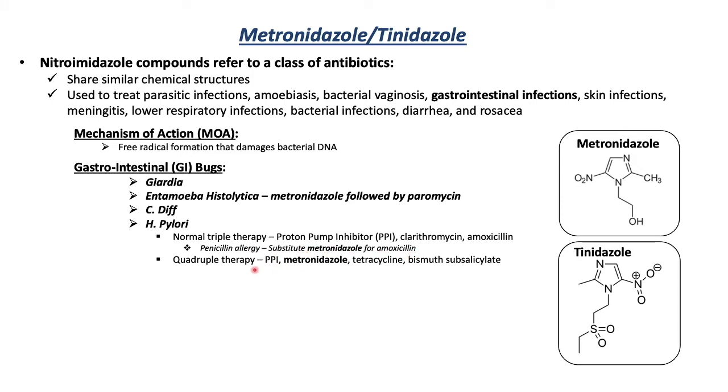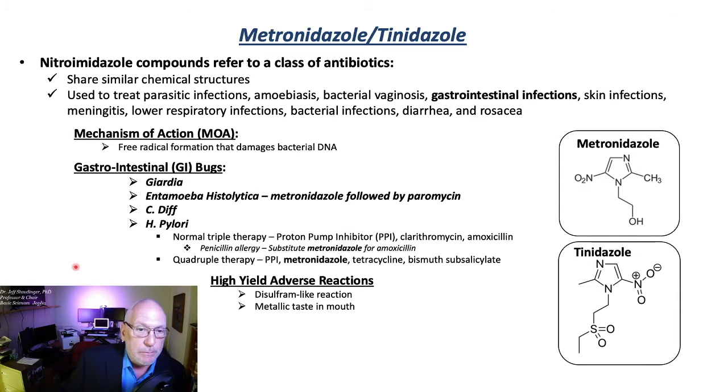In quadruple therapy, there's a proton pump inhibitor, metronidazole, tetracycline, and bismuth subsalicylate. Two high-yield adverse reactions include a disulfiram-like reaction, and sometimes these patients can have a metallic taste in their mouth.